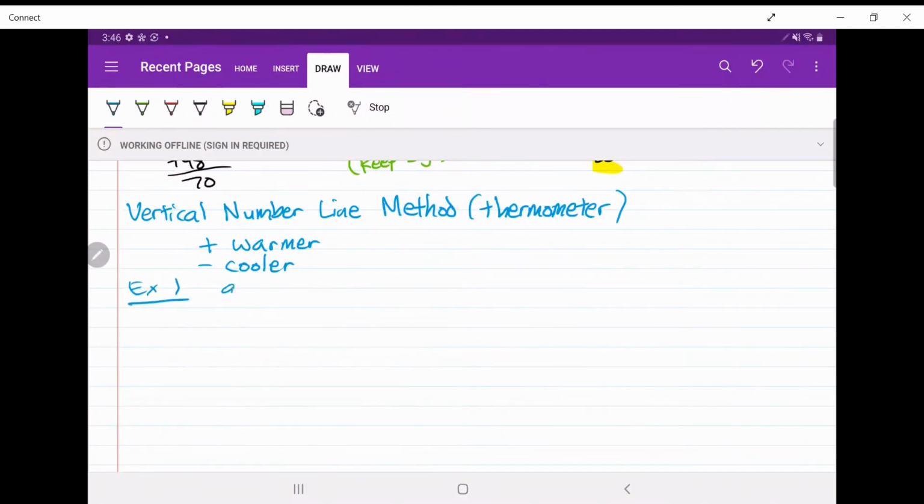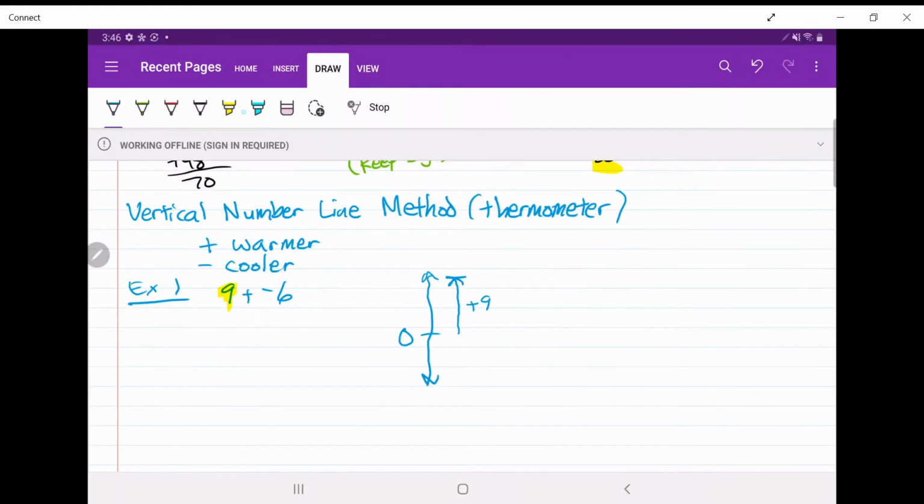Once again, it's 9 plus -6. So we always start at 0 degrees. And the 9 suggests that the temperature is getting warmer. So I need to go 9 up. Plus 9.